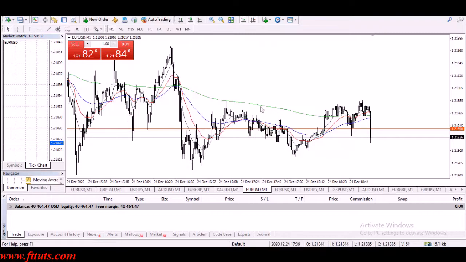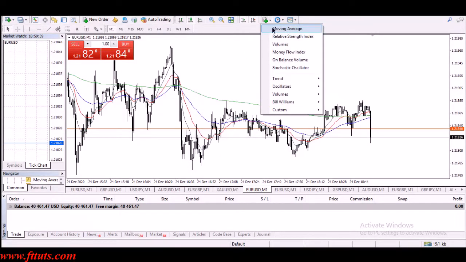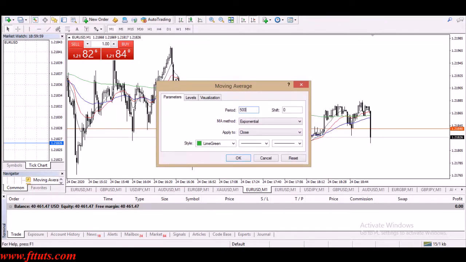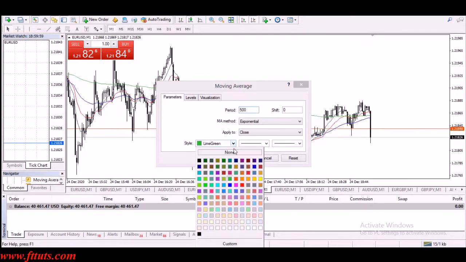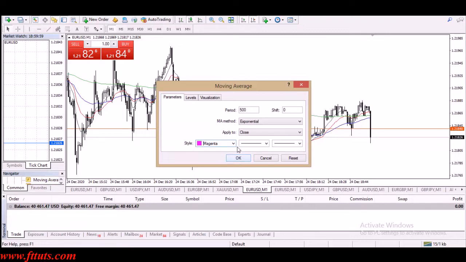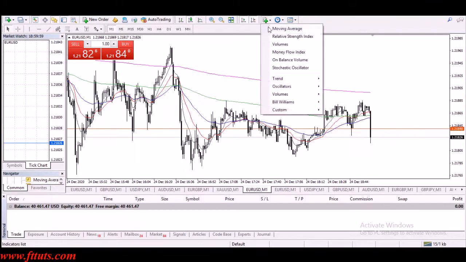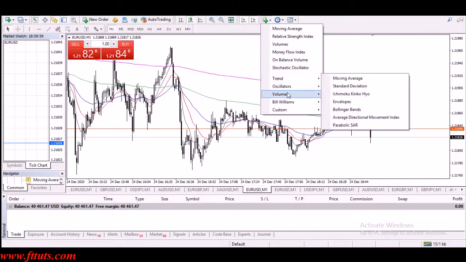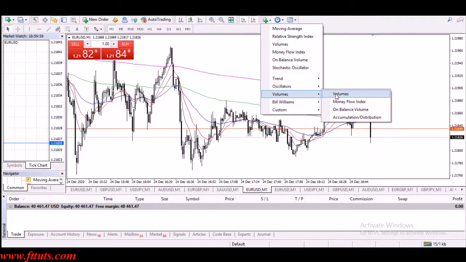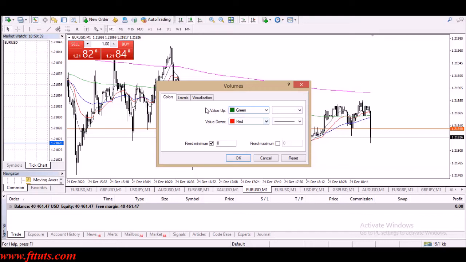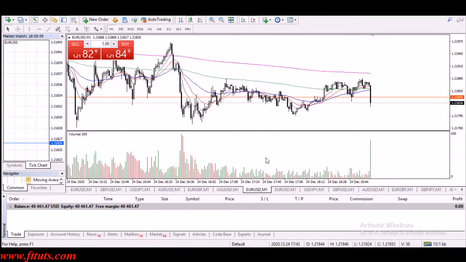These are the EMAs. Also, but not necessary, we may use EMA 500, the last one. I will choose magenta, let's say this one. Okay, that's perfect. You will also be using volume indicators. So you go here to volumes and you select volumes. Do nothing, keep it on default, just click on OK.